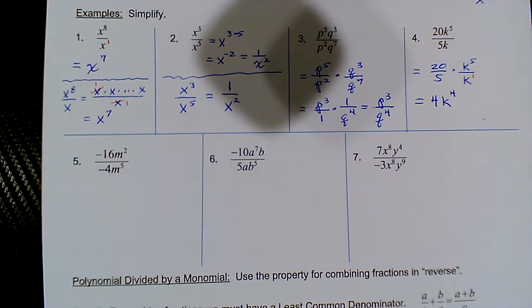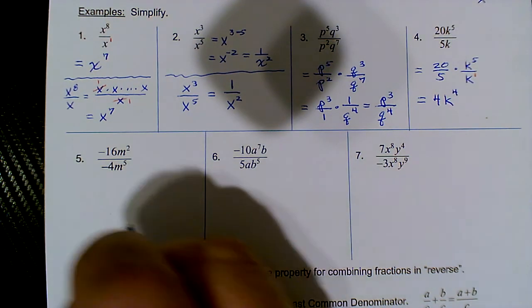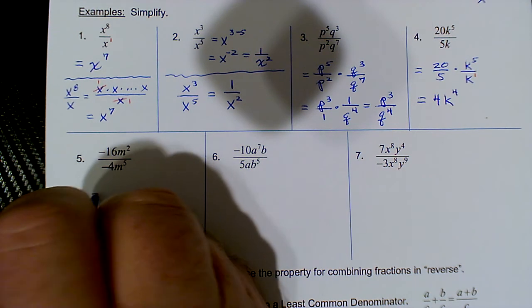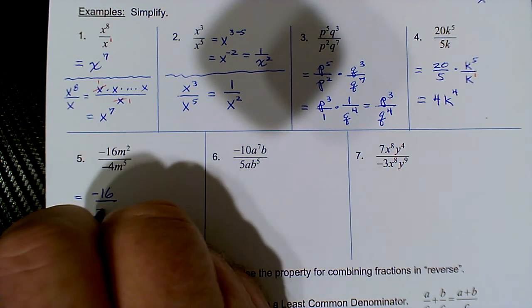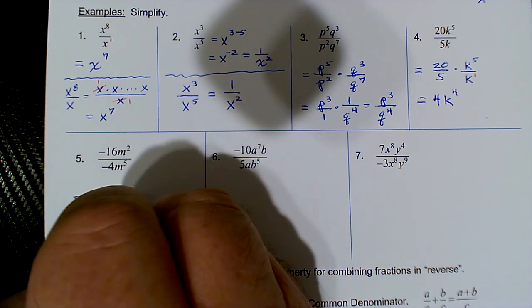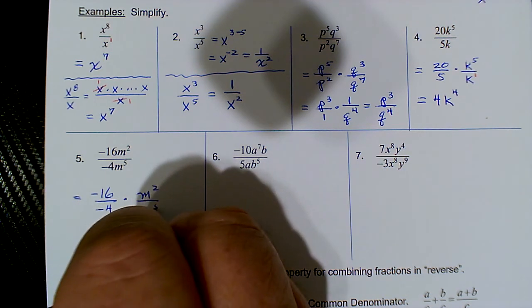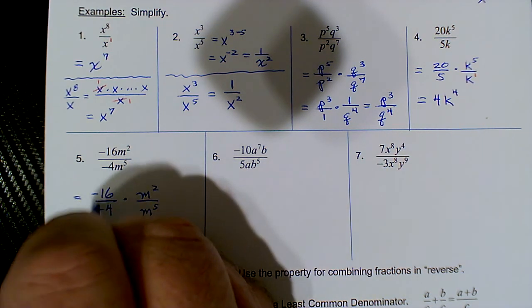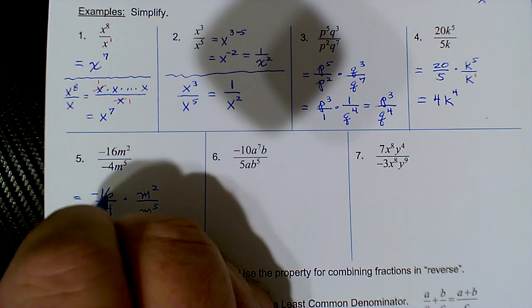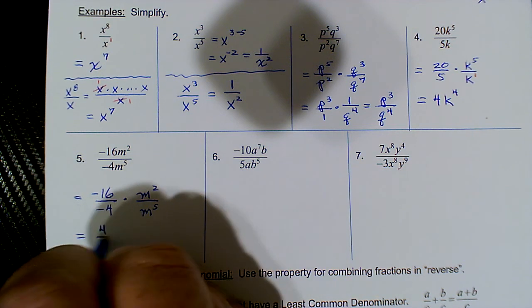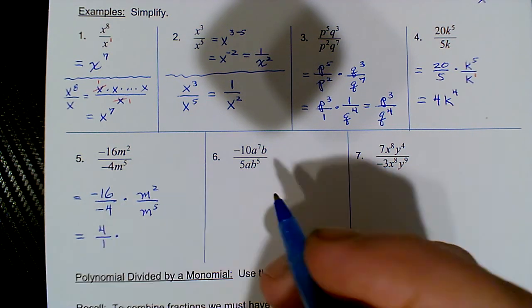But then here's one that's a little bit more interesting. If you separate negative 16 over negative 4 and m squared over m to the fifth. Okay, well, the double negatives make positive, and 4 goes into 16 4 times. I'm going to write it as 4 over 1.